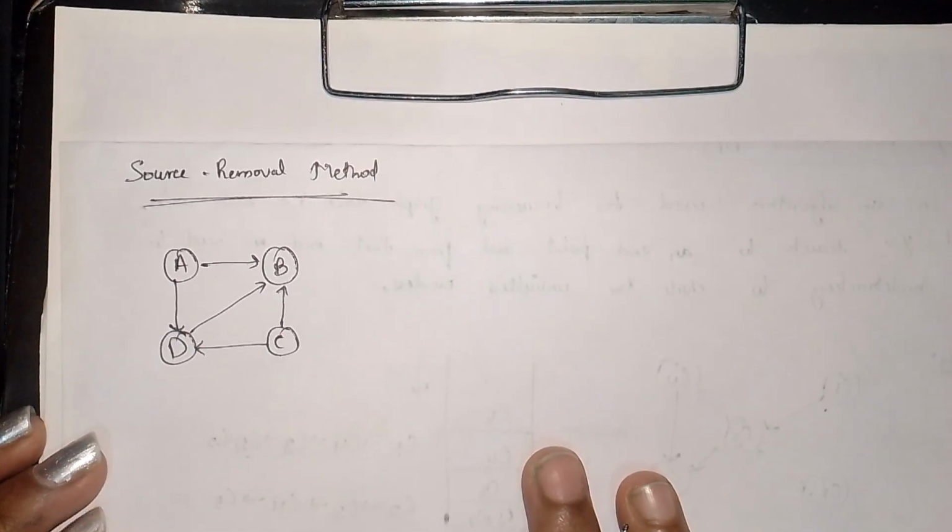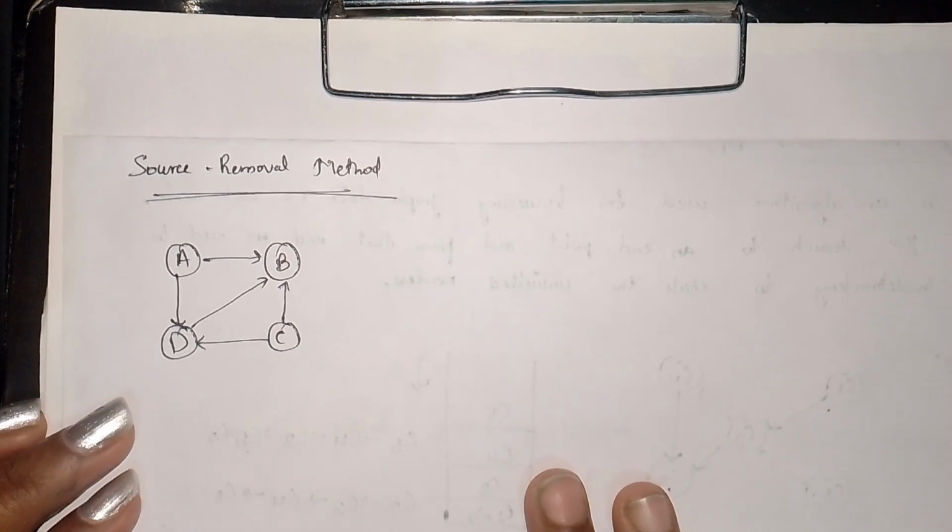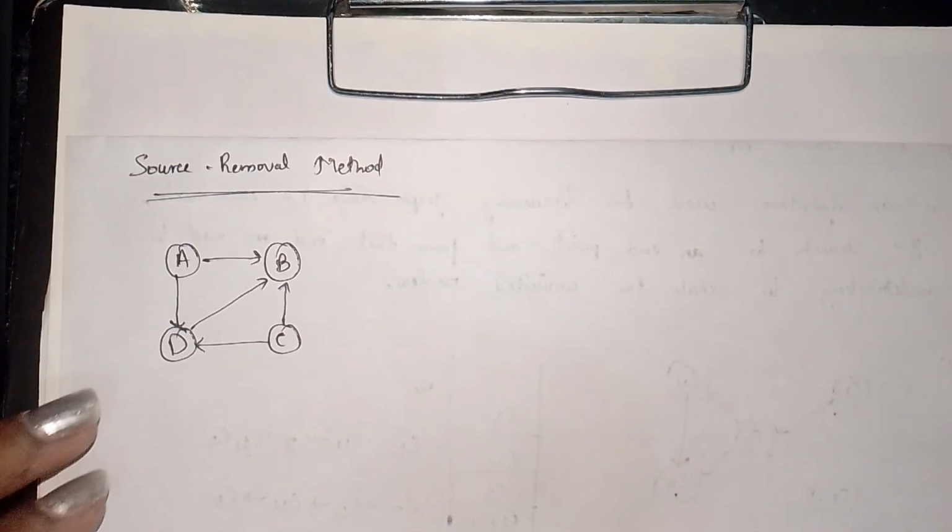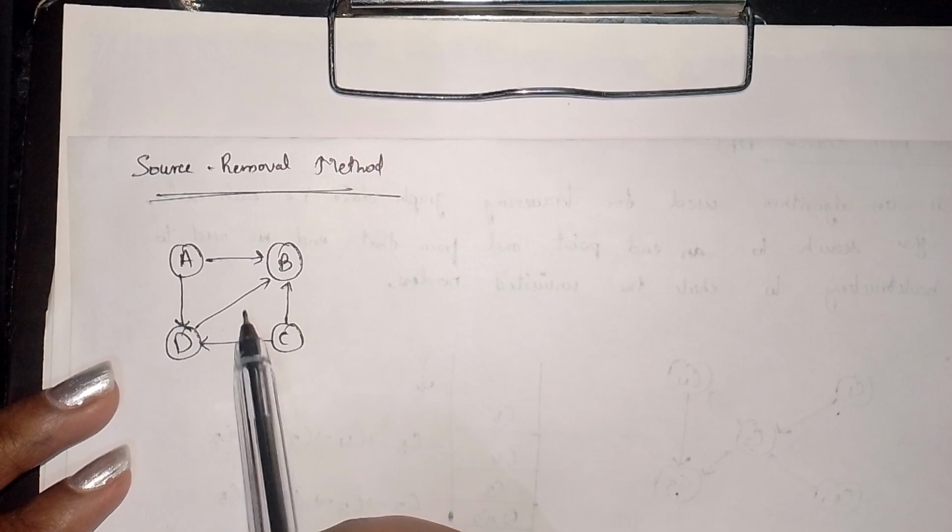Now let's discuss the source removal method. In this method also we have to check if our graph has any cycle or not. If it is forming any cycle, topological sorting on that graph will not be possible. Here I have taken this graph. First of all, we have to check if any cycle is forming or not. Here you can see there is no cycle forming in this graph.